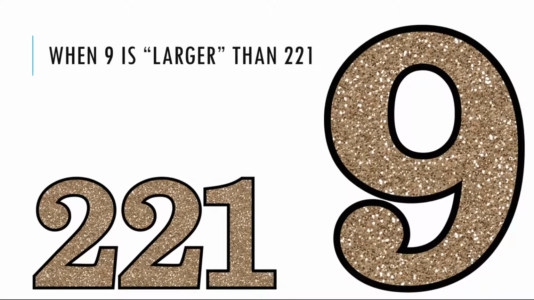When 9 is larger than 221. Researcher Michael Birnbaum has argued that the lack of context provided by between subjects designs is often a bigger problem than the context effects created by within subjects designs. To demonstrate this problem, he asked participants to rate 2 numbers on how large they were on a scale of 1 to 10, where 1 was very, very small and 10 was very, very large.